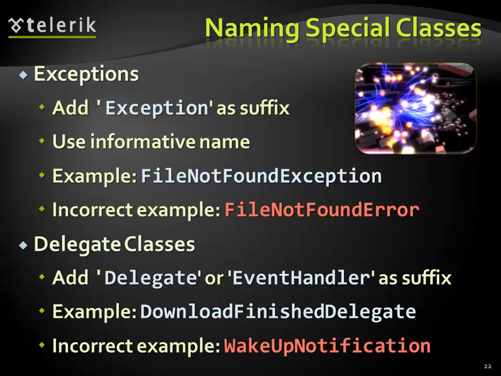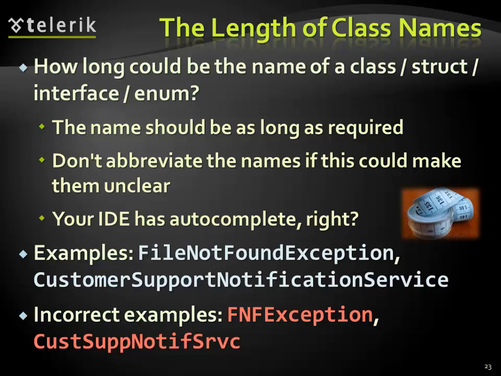When we have delegate classes, in a similar way, we add a suffix, which is suffix Delegate or suffix EventHandler. And a good example is DownloadFinishDelegate instead of WakeUpNotification. Well, does WakeUpNotification really imply that the download is finished and that you're going to be notified that the download is finished? Not really. So that's why it is not a good name. We have similar notation around attributes where the suffix is Attribute, and other special classes. So that gives you the idea of how to deal with these.